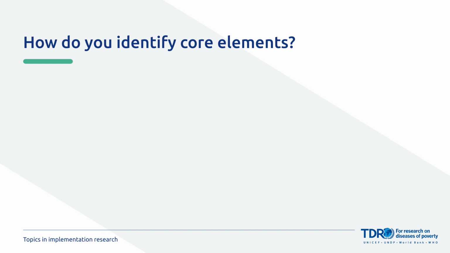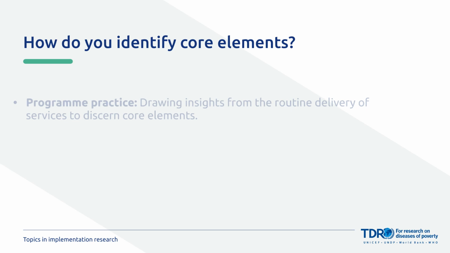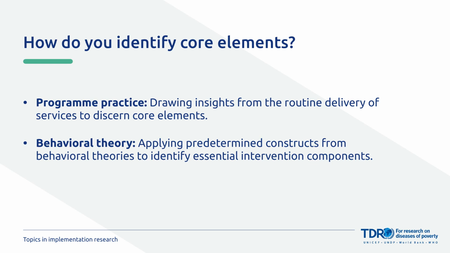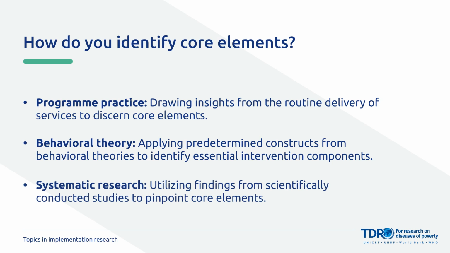These approaches include program practice, drawing insights from the routine delivery of services to discern core elements. Behavioral theory, applying predetermined constructs from behavioral theories to identify essential intervention components. And systematic research, utilizing findings from scientifically conducted studies to pinpoint core elements. Expanding on this approach, qualitative research could be employed to gather perspectives from end users and directly observe intervention implementation, further enriching the understanding of what constitutes core elements in behavioral change interventions.